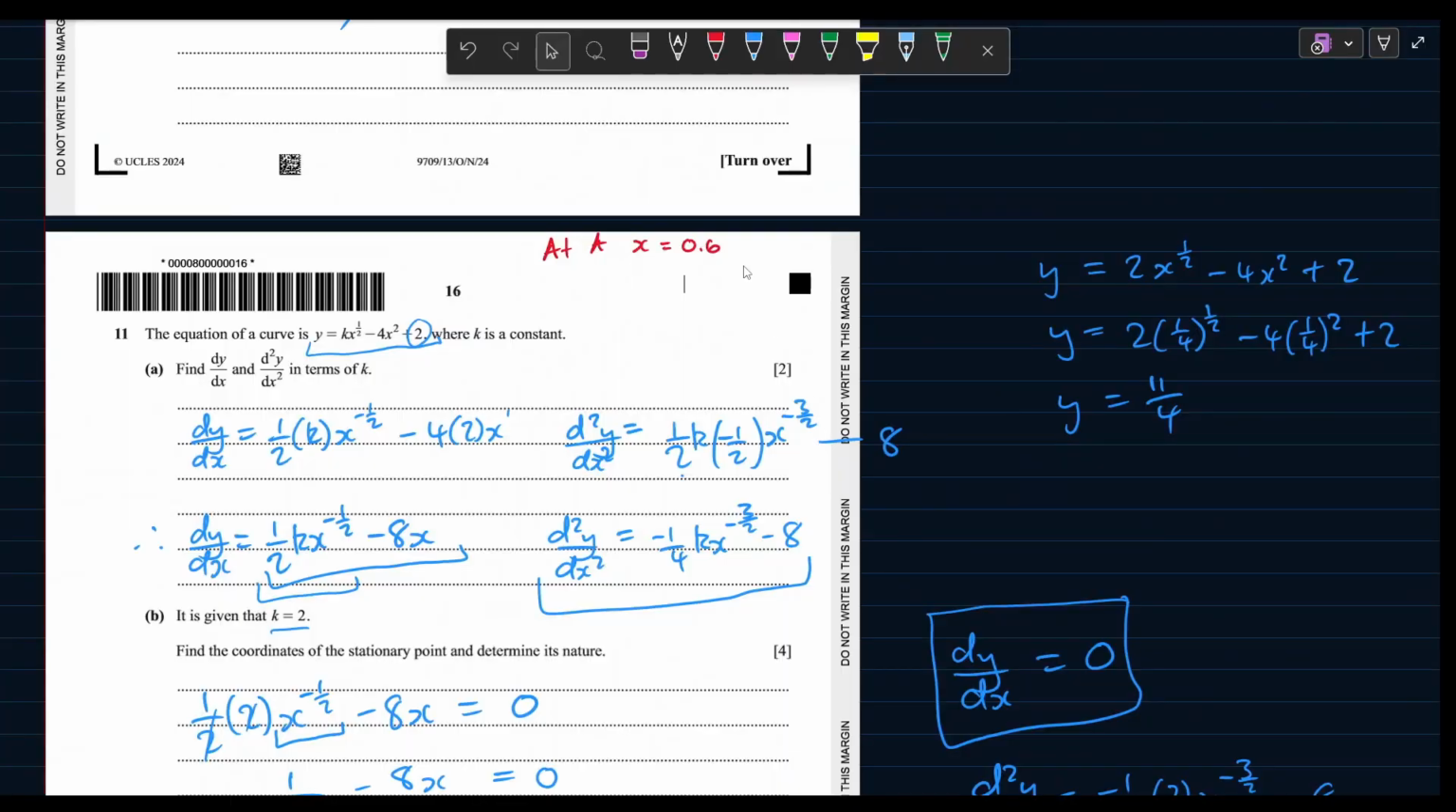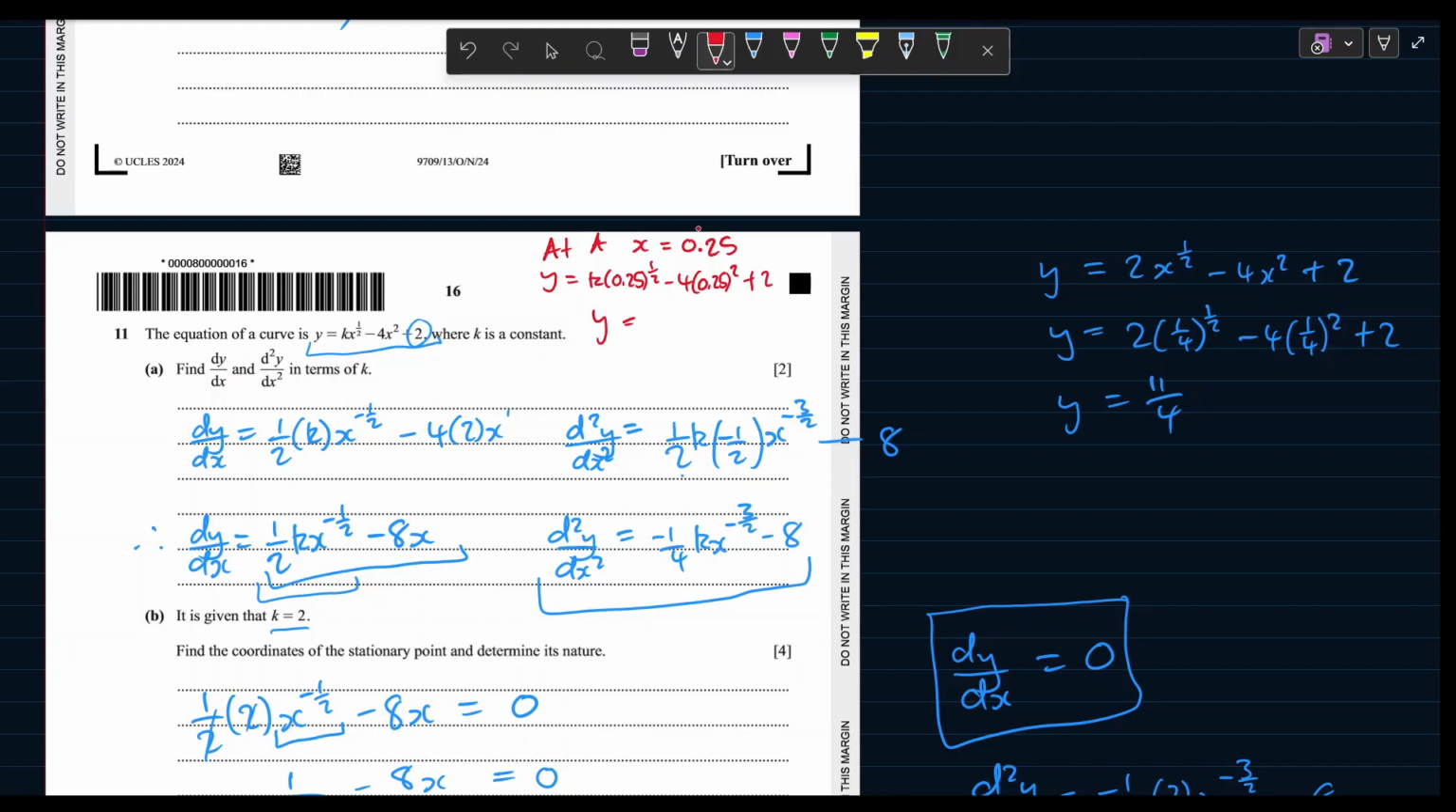0.25, my bad. So at A, x is 0.25. Let's substitute that into the equation of the curve to get the y coordinate. So y is equal to k times 0.25 to the half, minus 4 times 0.25 squared, plus 2. So we get that y is equal to... what is 0.25 to the half?